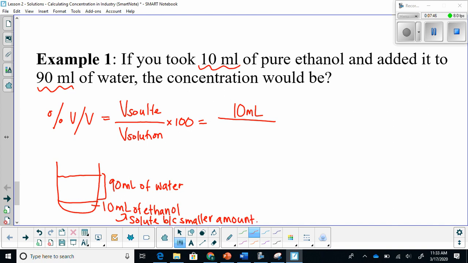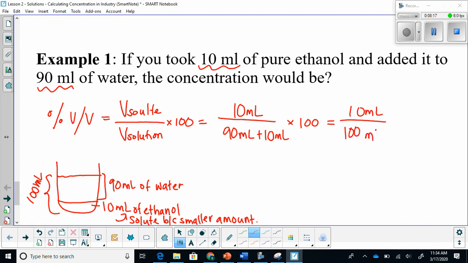All right, from there, we need to do our V solution. Now, like I said, V solution is the total amount of solution in the container. So here, we actually have a total amount of solution of 100 milliliters, and I get that by adding the two together. 90 milliliters plus 10 milliliters, times by 100, which gives me 10 over 100 times by 100. My final solution.